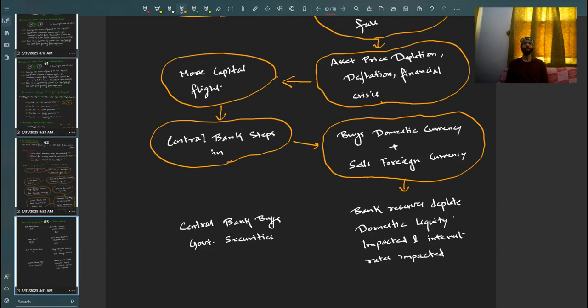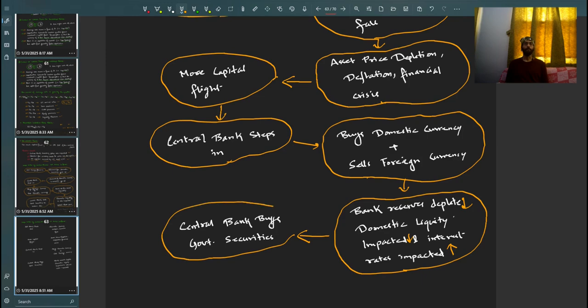Now at the same time, in the domestic arena, certain things are happening. Bank reserves are depleting, domestic liquidity is getting impacted, and the interest rates are going up, right? Interest rates are going up, domestic liquidity is falling, bank reserves are depleting. To balance this, the central bank can buy government securities, right? When they buy government securities, bank reserves are restored, domestic liquidity is restored, interest rates are balanced, and they are moderated.